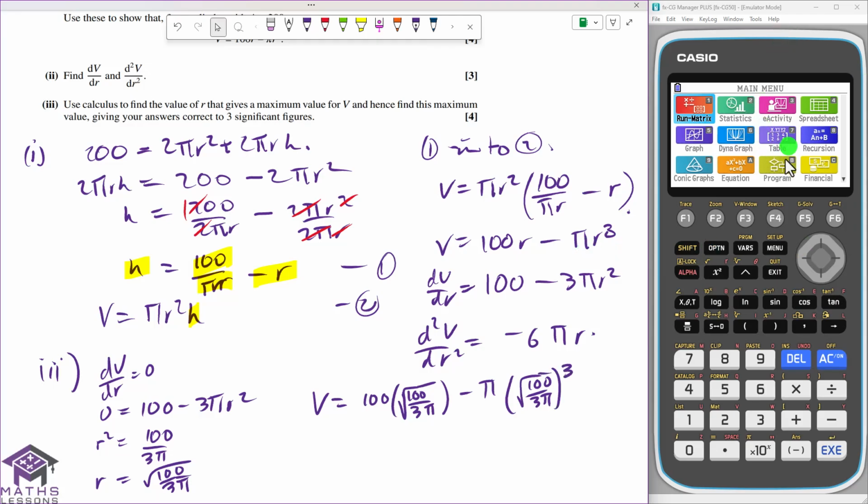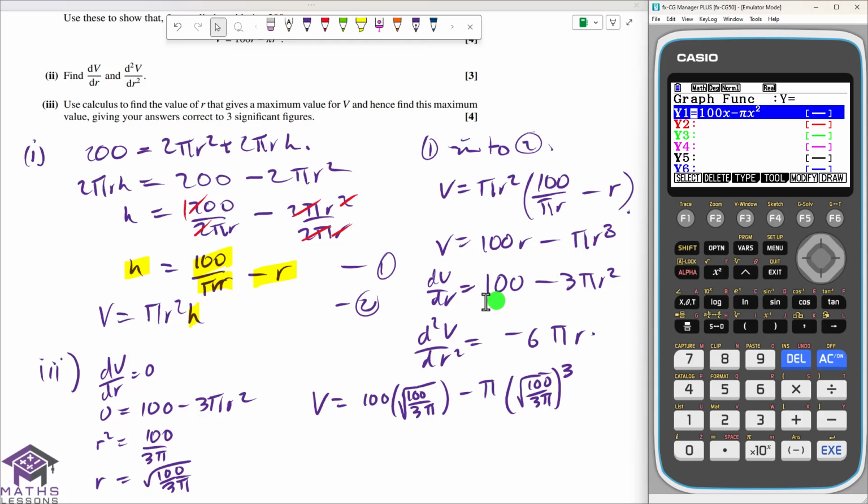Now what we can do is we can check this on our calculator. If we go into menu 5, I've written in the, no, I haven't written in the right one. Let's just go right to it. So we get 100x minus pi x cubed. Okay. There we go. Let's press execute.